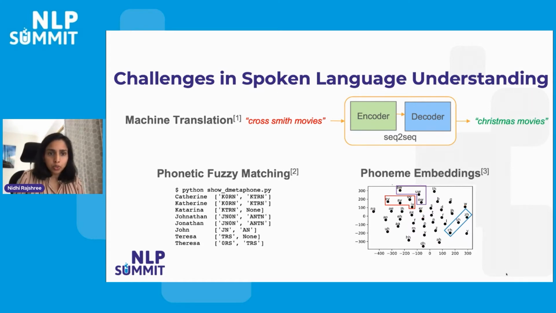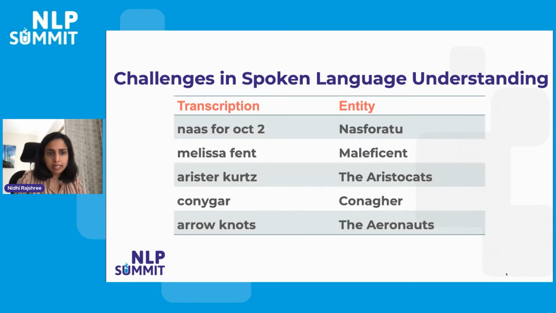So now I'm going to show you some examples of the kind of erroneous transcriptions that we see and the kind of fixes that happen. And we already saw Nosferatu and Melissa Fenn for Maleficent, and then there's this other list: Aristicuts, Coniger, Aeronauts, which all come out in different ways.